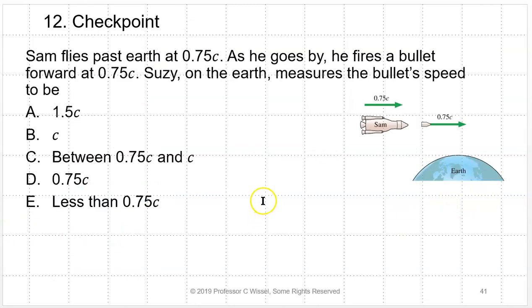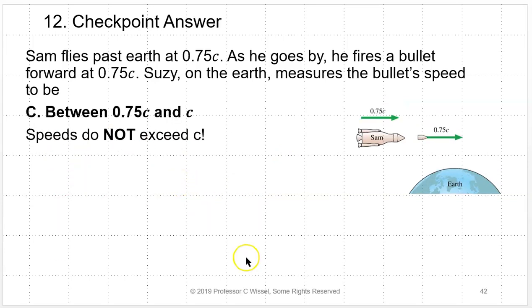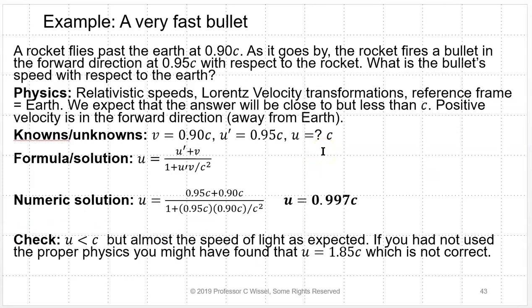So Sam flies past the Earth at 75% of the speed of light. That's 0.75 c. As he goes by, he fires a bullet in the forward direction, the same direction as his rocket is traveling, also at 0.75 c relative to the rocket. Susie on the Earth measures the bullet speed to be, now, it can't go faster than the speed of light. So anything that says 1.5 c is not going to be correct. They're going in the same direction, so it can't be less than 0.75 c. It can't be 0.75 c. It can't be c. So it has to be between 0.75 c and c. Speeds do not exceed c. So you can't just add that up, because this is special relativity, not Galilean relativity.